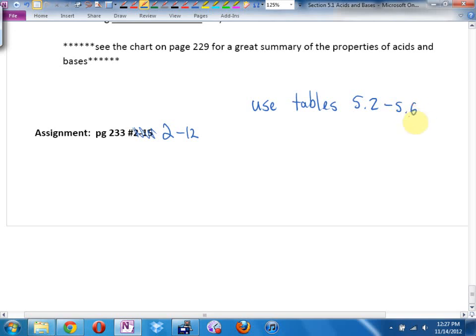So in your textbook, there's various tables. 5.6 is the one that we just finished looking at. If you turn back, there's a 5.5, a 5.4. So before you ask me, check those tables out. They're going to be asking you things like, hey, which acid is used in such and such? They're in the charts.